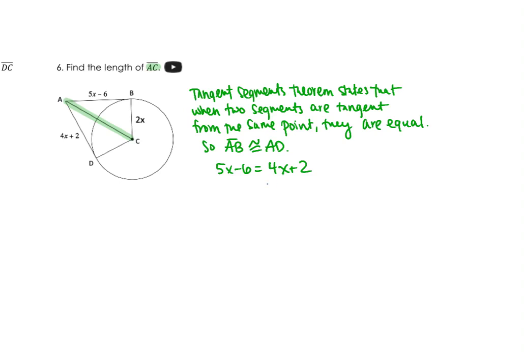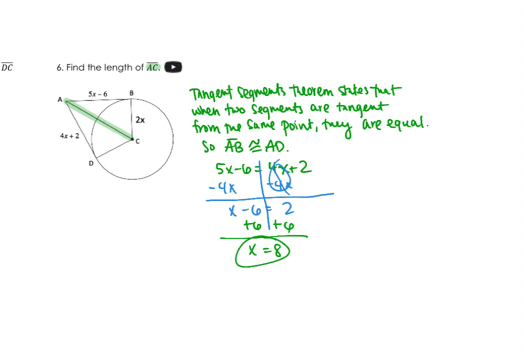All right, solving for x, we're going to subtract 4x from both sides. So I have x minus 6 equals 2. And now we're going to add 6. So x equals 8. All right, so now that we have 8, we're going to plug in 8 where we see it. Okay, we're solving for AC, which is the hypotenuse of this right triangle.